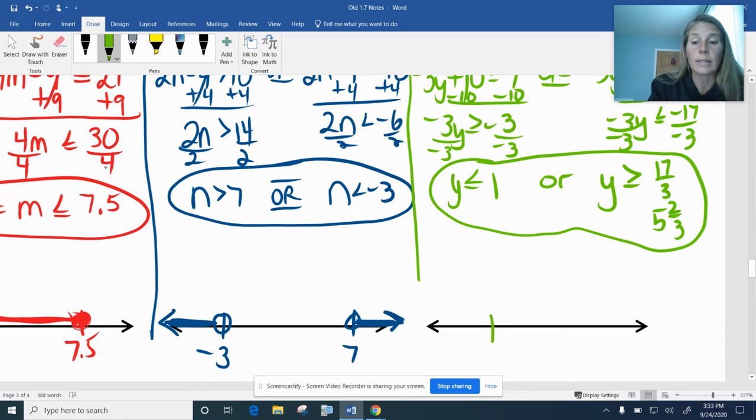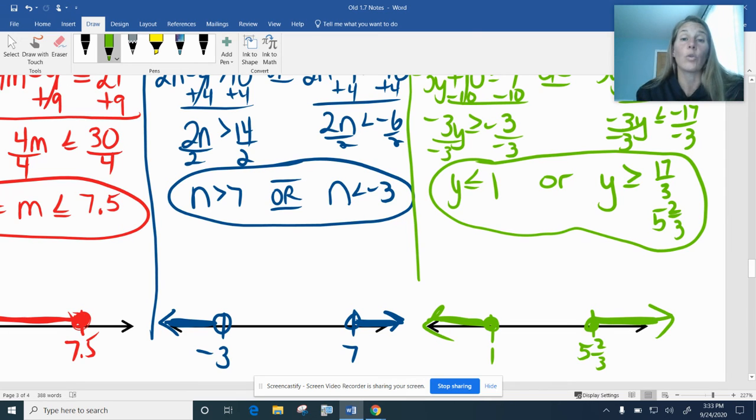Now again, we have a +1, then more to the right would be the +5 2/3. Closed circles here. Y is less than 1 would go out to the left. Y is greater than the 5 2/3 will go out to the right. And again, the or problem looks like two little oars on a boat.